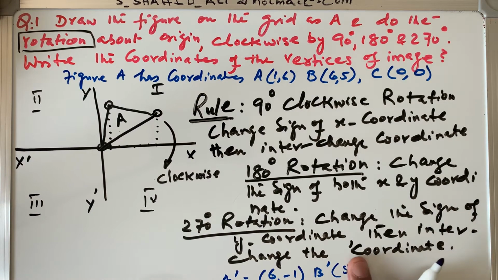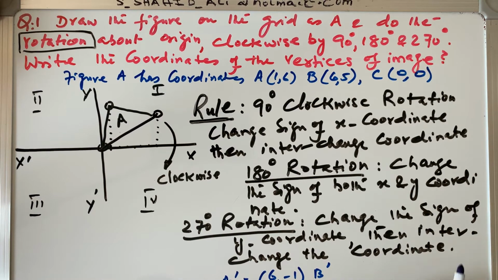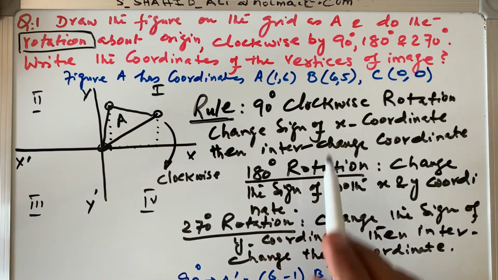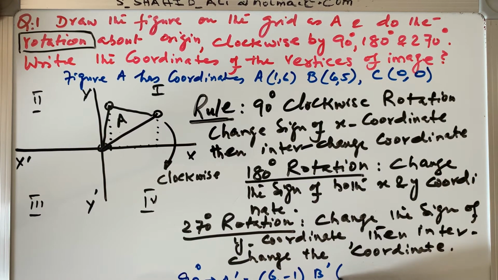So for B dash, right now we are doing 90 degrees, sorry. We are doing rotation by 90 degrees first. So we have to change the sign of the x coordinate. This is minus 6, right? And then interchange. Interchange means 5 and minus 6. And then C dash.